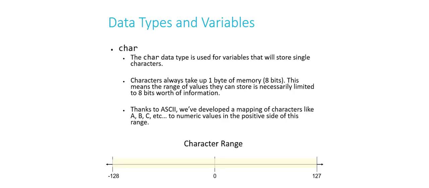So this means that they can only fit values in the range of negative 2 to the 7th power, or negative 128, to 2 to the 7th power minus 1, or 127. Thanks to ASCII, it was long ago decided a way to map those positive numbers from 0 to 127 to various characters that all exist on our keyboard.